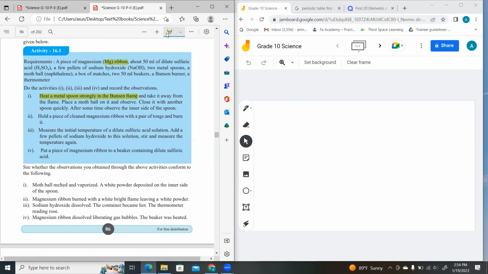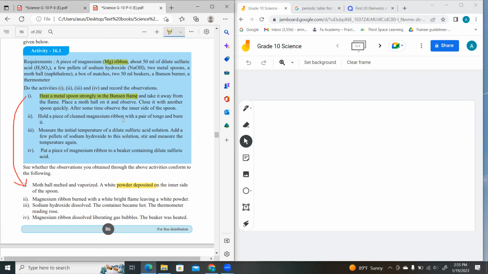Can you see the first observation is given here, right? When you do the first practical, the observation is given below. You can see what they are saying: the mothball melted and vaporized, and a white powder deposited on the inner side of the spoon. So when you heat it, you can see a white colored, powdery substance deposited on that spoon. We will be learning what that powdery substance is in this lesson.